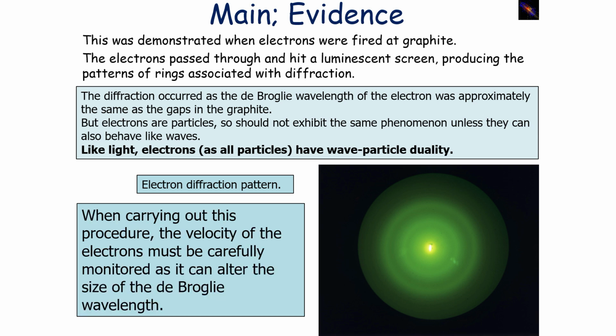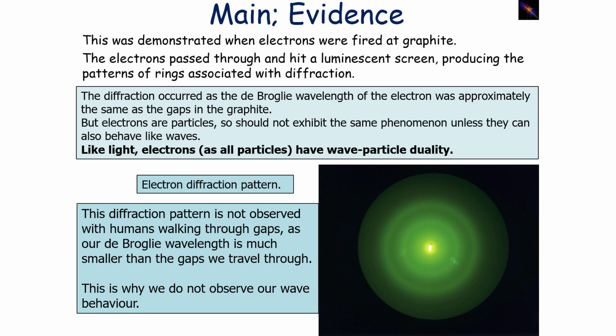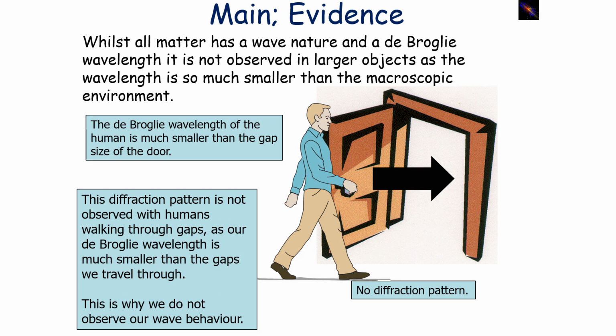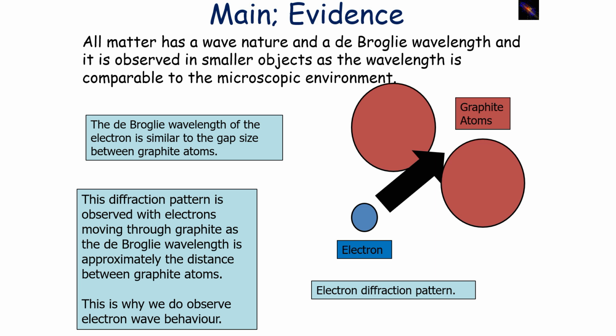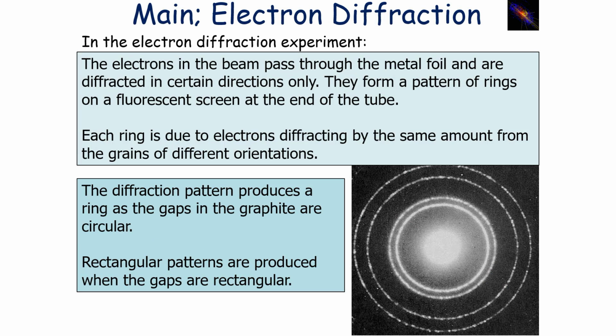Now, when you carry out this procedure, the velocity of your electrons has to be carefully monitored because it can alter the size of your de Broglie wavelength. Now, the diffraction pattern is not observed with humans walking through gaps, as our de Broglie wavelength is much smaller than the gaps we travel through, which is why we don't observe our wave behaviour. But all matter does have a wave nature, and if electrons pass through a gap, such as graphite atoms, the de Broglie wavelength of the electron is similar to the gap size between the graphite atoms, so you will observe this diffraction taking place. So this interference pattern is proof that the electrons have diffracted through that gap size.